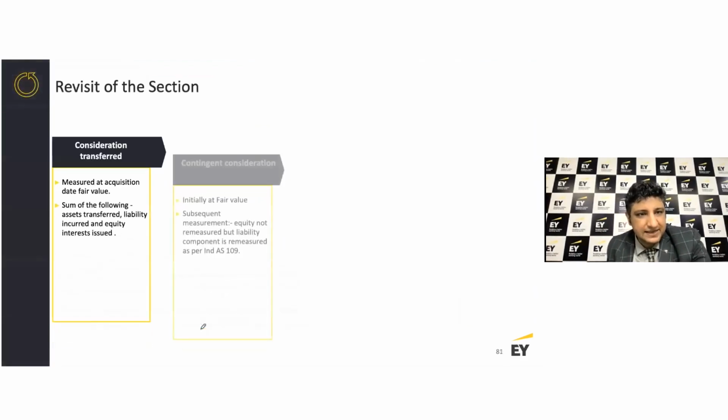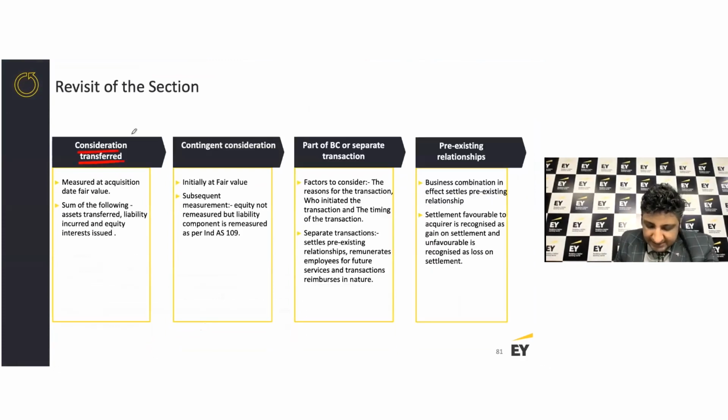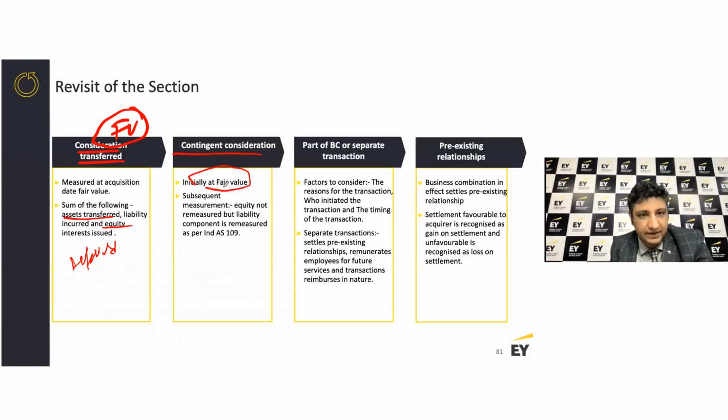Okay, so let's try to revisit what we have done. We're talking about looking at the consideration always at fair value. It could be in terms of equity, in terms of cash, a deferred consideration, or a contingent consideration, right? They're all measured at fair value on day one. For a contingent consideration, if it's equity, then you don't remeasure. If it's a liability, then you remeasure it at FVTPL. That's what Ind AS 109 suggests, right?